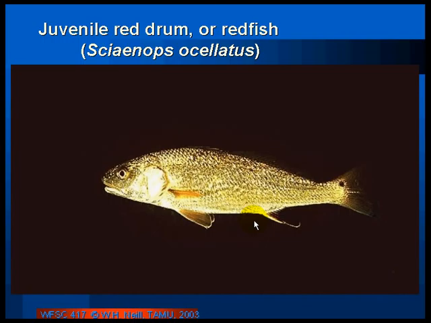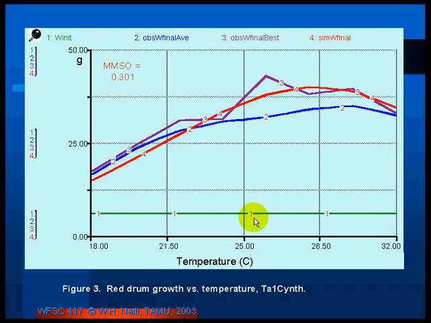This is the red drum. We've done lots of tank experiments and pond experiments with red drum because in Texas, red drum is not only an important sport fish, it's also an important aquaculture species for food production. We've done experiments like this one done by Cynthia Hutchins, one of my students. Cynthia grew red drum experimentally at temperatures ranging from 18 to 32 degrees from this starting size. It looks like about 6 grams or so.